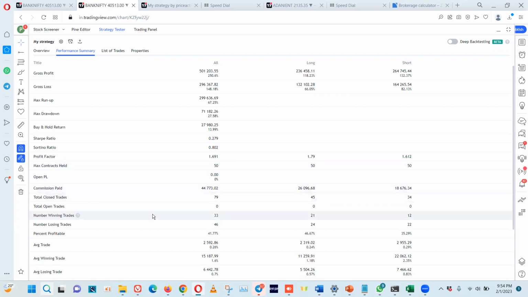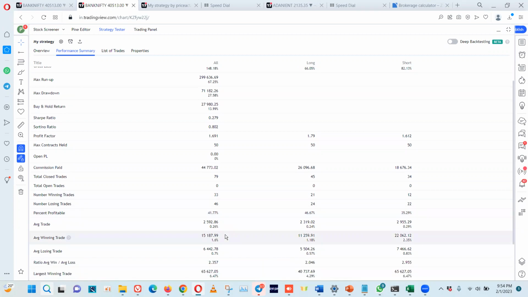Then commission paid, then total trades, number of winning trades. Here we can see the number of winning trades is just 33, whereas the number of losing trades is 46. So the success rate is much less as compared to losing trades. Winning trades are fewer. It is just 41.77% success rate. Then how is this system making profit? Can anyone tell?